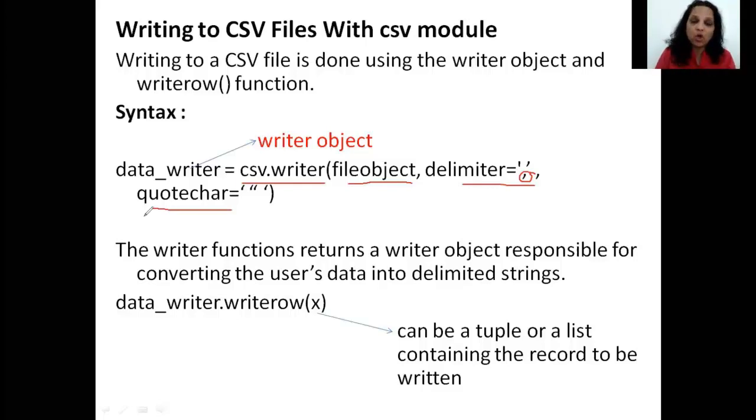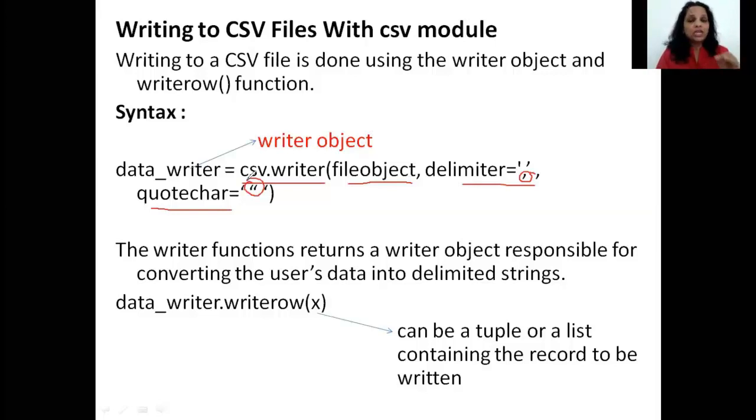Any string or any field that already has the delimiter as a part of that field, it will be enclosed within double quotes, because you have said quote char is double quotes. But if your quote char was a pipe sign, then any string that contains the delimiter is going to be enclosed within pipe signs. Again, I told you I will show you the examples when we actually start writing the code in Spyder IDE. Is that clear?